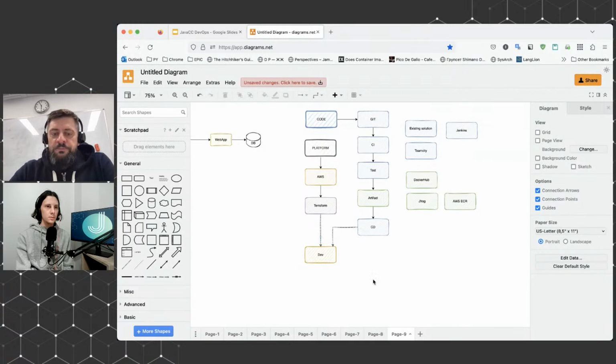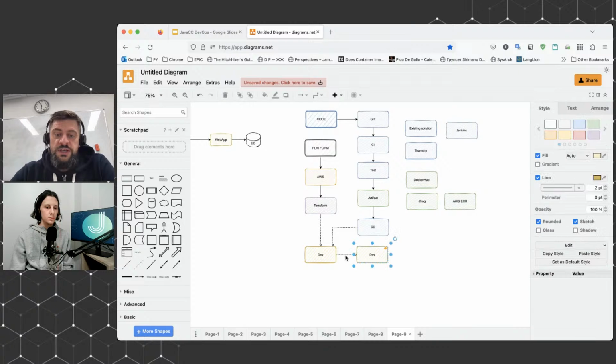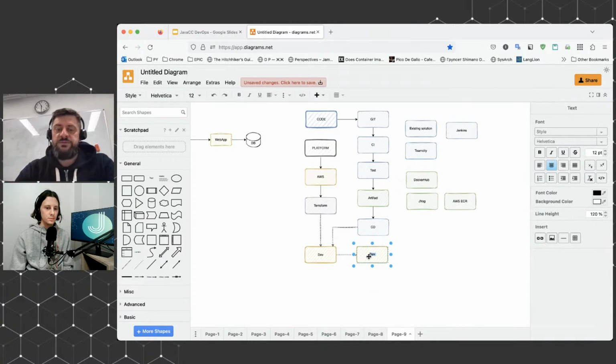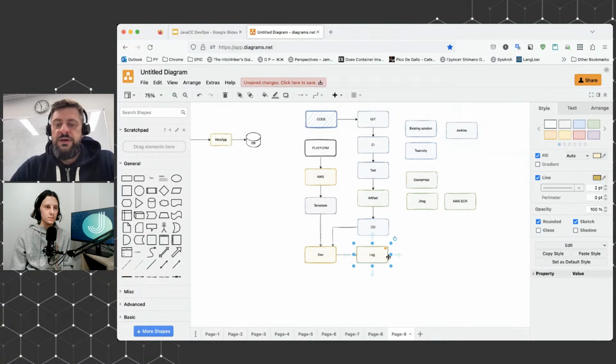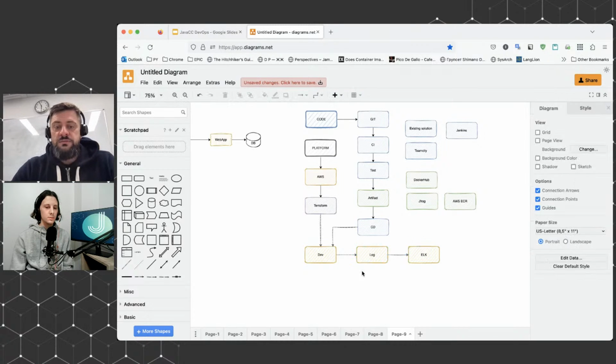And one of the things after we deploy and test our application is that we need to write some logs, for example, just to troubleshoot if something goes wrong. We need some log storage. Maybe you have heard about ELK or Elasticsearch. It's one of the options where you can store your logs.